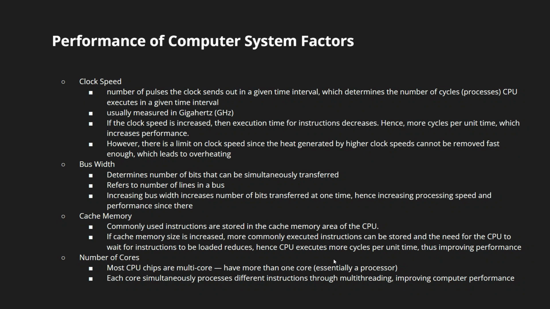It refers to the number of lines in the bus. Increasing the bus width increases the number of bits transferred. Same for cache memory. Cache memory is primary memory which can be easily accessed, so there is a faster access time if you use cache memory, and more data can be accessed easily. The number of cores: one core performs one instruction per unit time, but more cores would lead to more instructions being processed per unit time. So it considerably improves the computer's processing time.